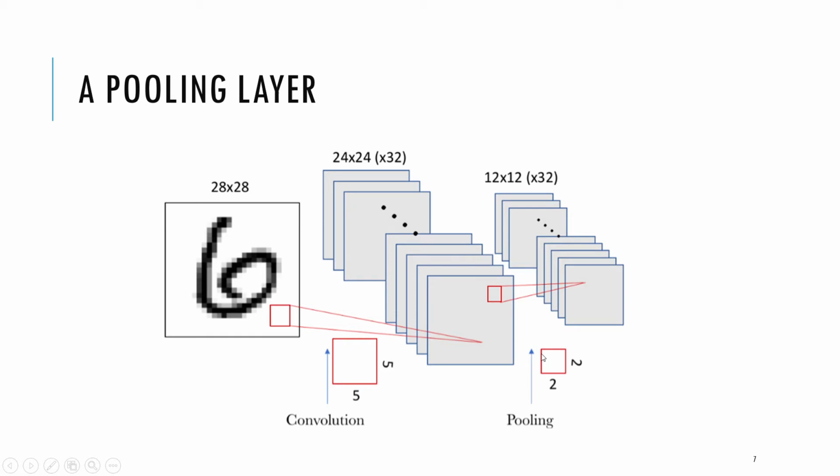Now I'm applying a pooling layer with a window size of 2 by 2. So my 24 by 24 feature map is converted into a 12 by 12 feature map. And again, there are 32 such feature maps because I'm condensing the output from the previous layer. So this is the next hidden layer.